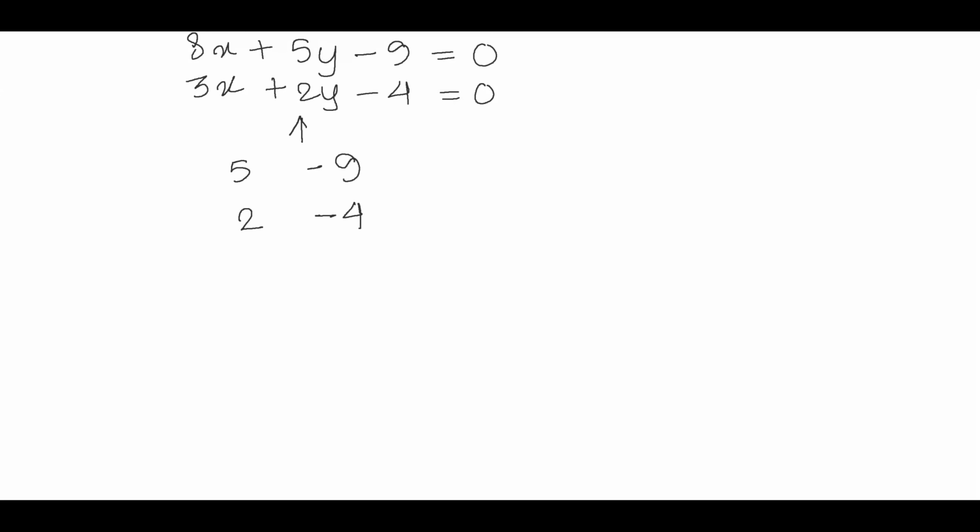So we started with 5, 2, then we moved to the right, we reached minus 9, minus 4, and now we go back again to the beginning over here. That is 8, 3, and then we end where we started. We started from 5, 2, and we end it over here. So it's a very simple pattern to understand. I'll explain once again. We start writing the coefficients from the middle, 5, 2, and then we move ahead and write minus 9, minus 4.